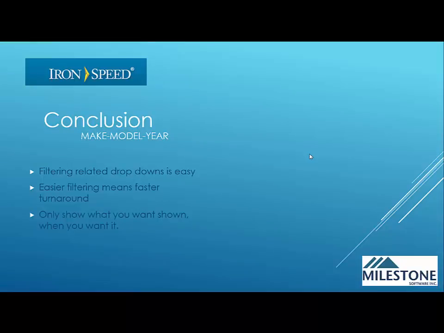And in conclusion, we can see now how easy it was to solve the MakeModelYear related drop-down list problem. So really filtering related drop-downs is very easy, and means we can relate by different factors, which is great. And of course, easier filtering means a faster turnaround. It means that the data looks and feels right. And of course, you only show what you want shown when you want it.